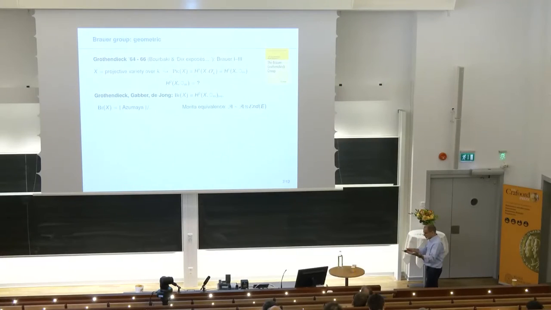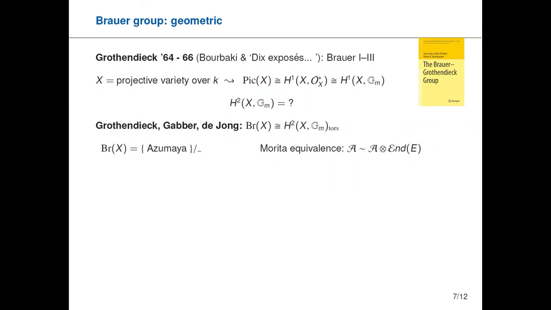So again, Azumaya algebras: that means it's an OX algebra, a sheaf of OX algebras, which locally in the étale topology looks like the endomorphisms of a locally free sheaf. And Morita equivalence is generated by saying an Azumaya algebra should be equivalent to the Azumaya algebra tensor the endomorphisms of a locally free sheaf. That generates an equivalence relation, and then you define your Brauer group.